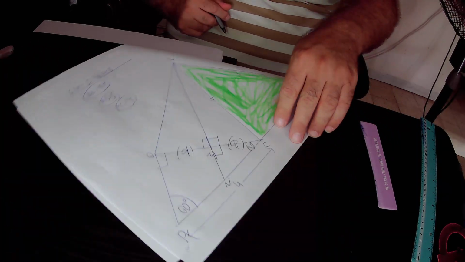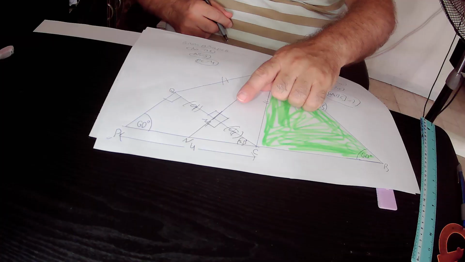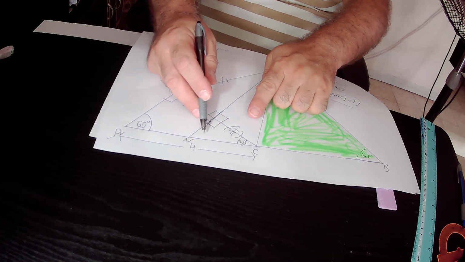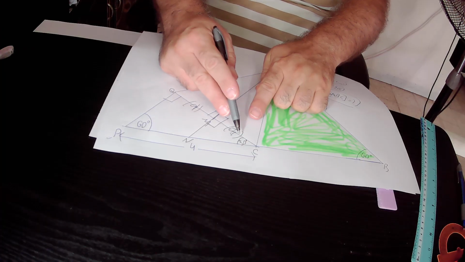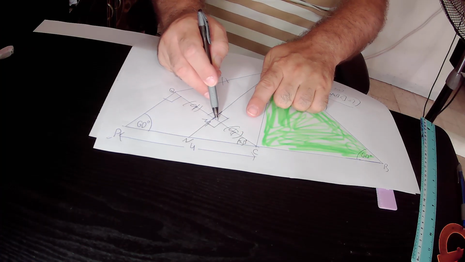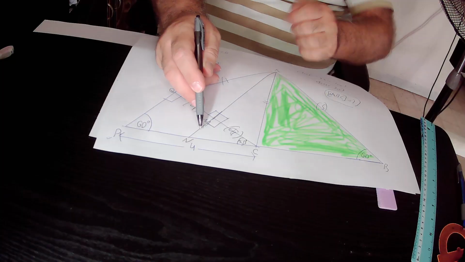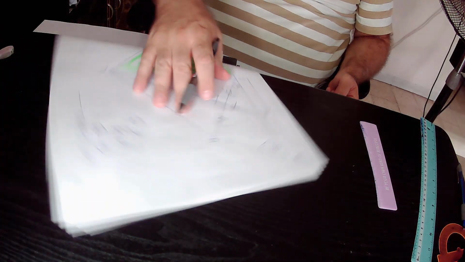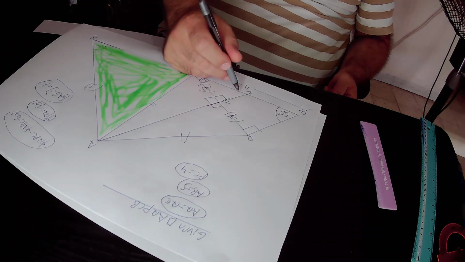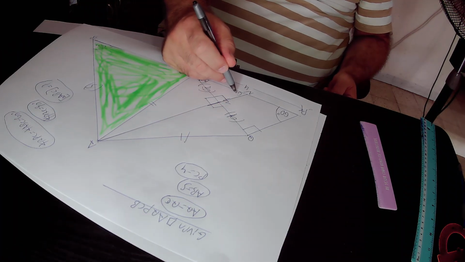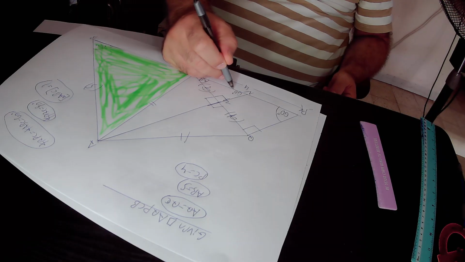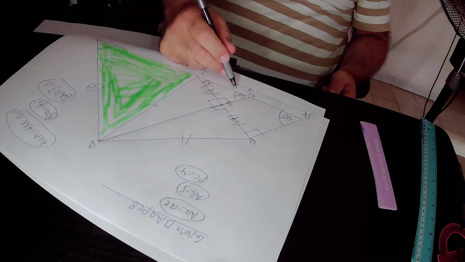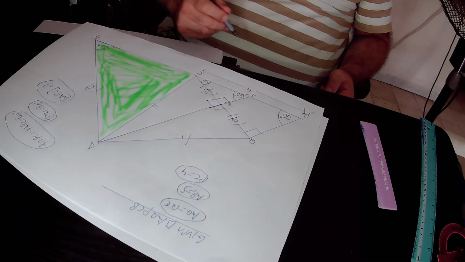So in the small right triangle MNC, 30 degrees plus 90 degrees is 120 degrees. Therefore, this third missing angle must be equal to 60 degrees in size, according to the sum rule that says that the sum of the angles in any triangle is equal to 180 degrees. 120 degrees plus 60 degrees is equal to 180 degrees. That is the sum of the angles in any triangle.